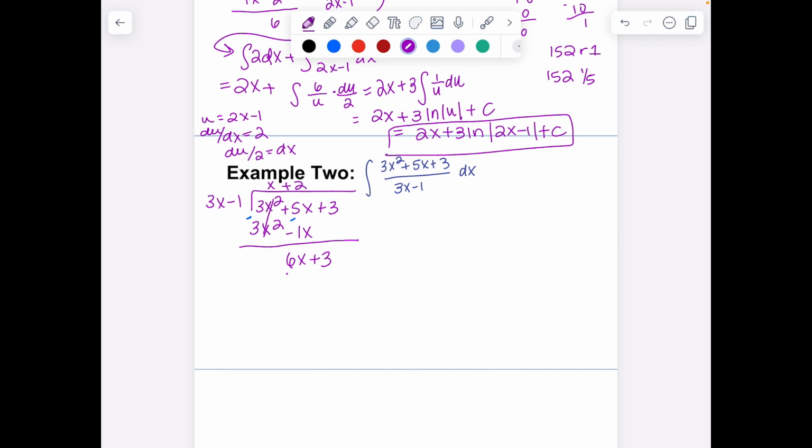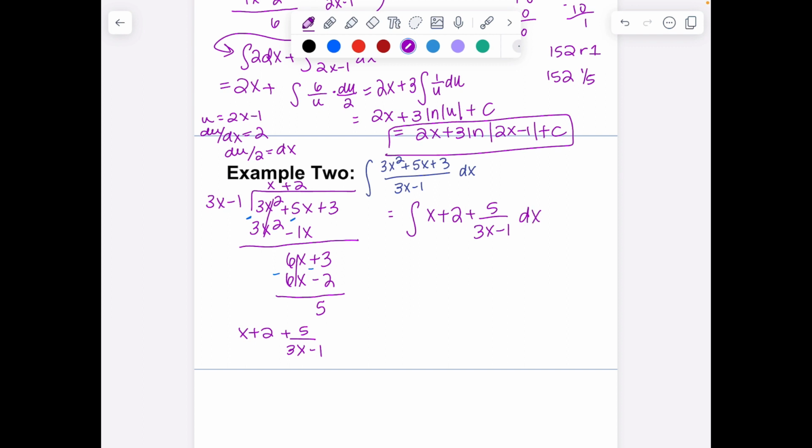So I'll do 6x minus 2, and then I'll subtract. The 6x's will cancel out, that was the goal, and then 3 minus -2 is a 5. And now I have nothing else to work with, and so my answer is going to be x plus 2, and then we have this remainder of 5, but it's 5 pieces out of the whole, which is 3x minus 1. And so this expression here gets simplified down to x plus 2 plus 5 over 3x minus 1 dx.